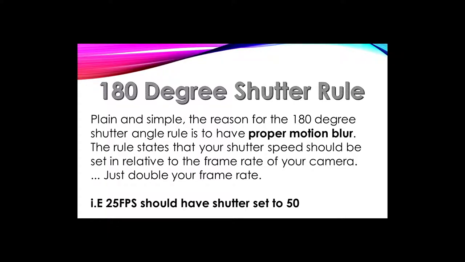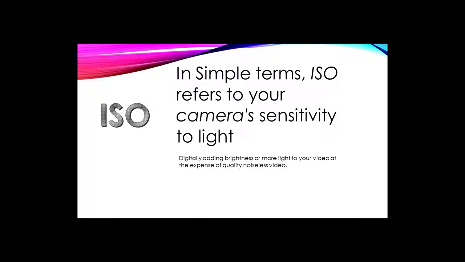Next slide. Now let's go on to ISO. In simple terms, ISO just refers to your camera sensor's sensitivity to light. Digitally, this is just saying that your camera finds a way to digitally add brightness or more light to your video at the expense of quality, noiseless video.